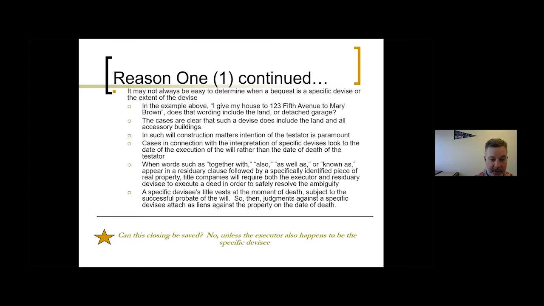So would this closing be safe? No, unless the executor also happens to be the specific devisee. That executor has lost the power of sale and cannot sell the property. We would need the specific devisee to do so.